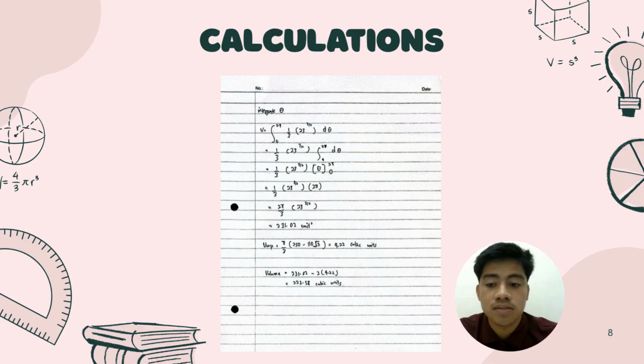To find our final total volume, we take our baseline volume of 231.02 and subtract the volume of two caps. Volume equals 231.02 minus 2 times 4.22. This brings us to our final total volume of 222.58 cubic units.